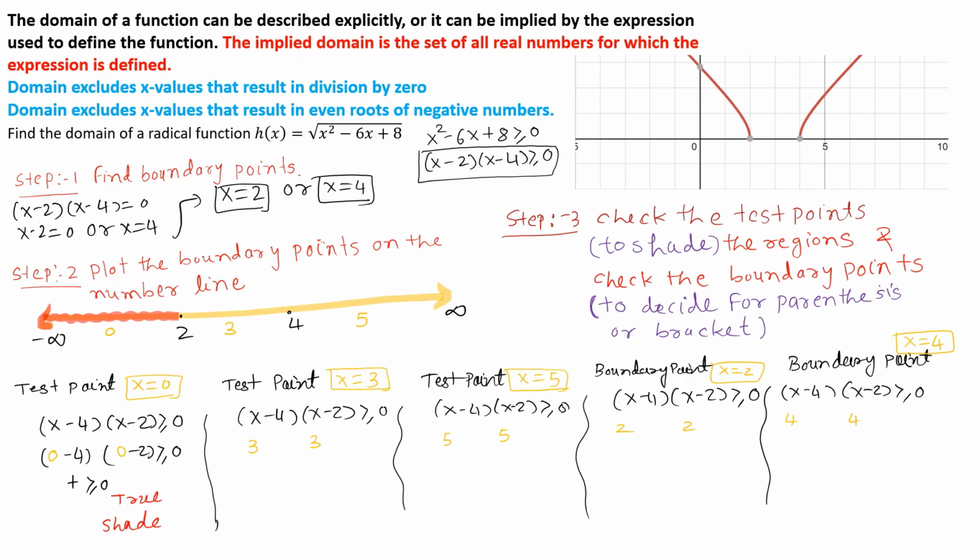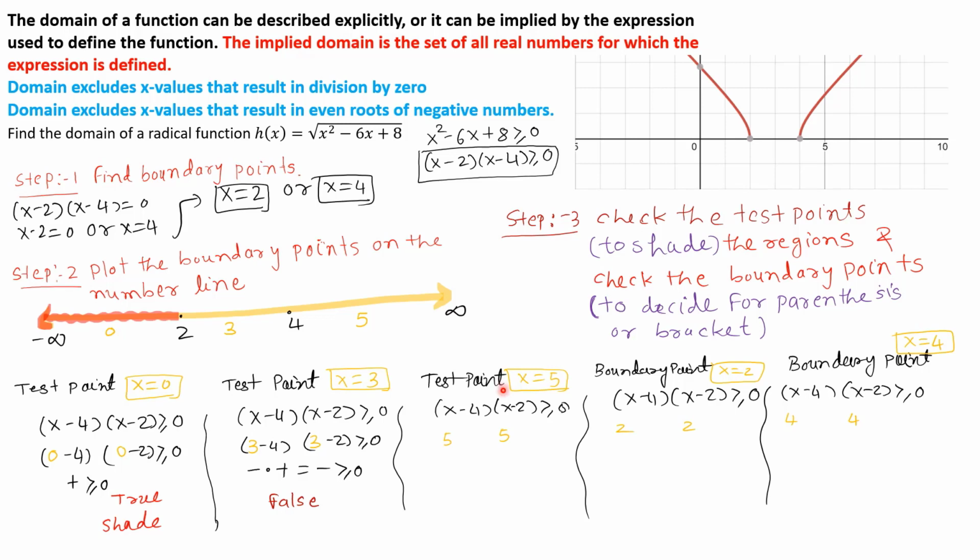Now let's check the next test point. 3 minus 4, 3 minus 2 greater or equal 0. This is negative, this is positive. Negative times positive equals negative greater or equal 0. This is a false statement. So you leave this region alone. You don't do anything with it.